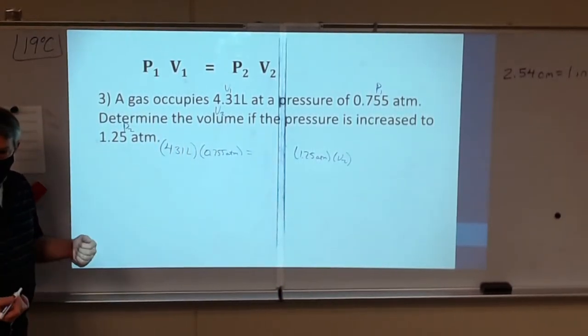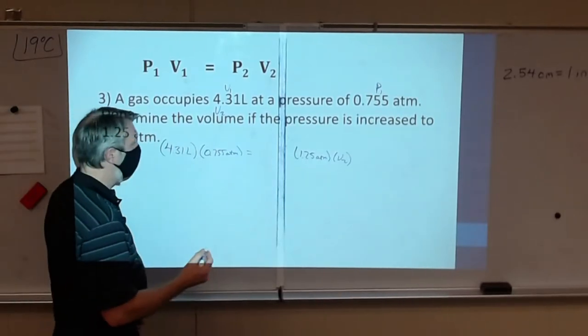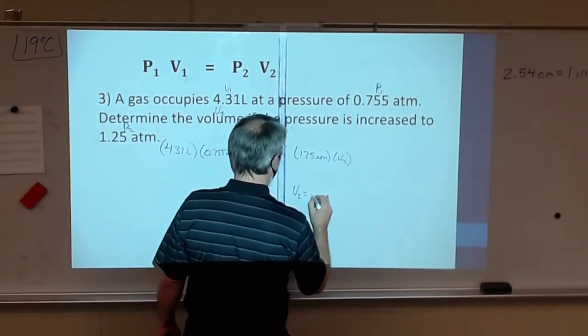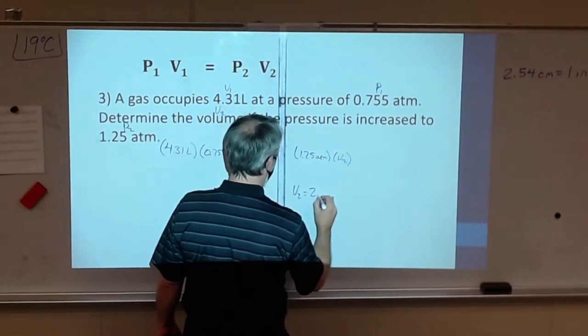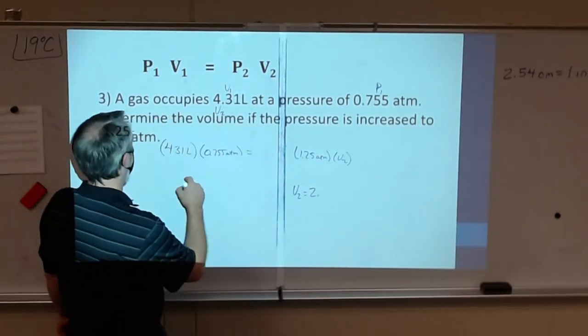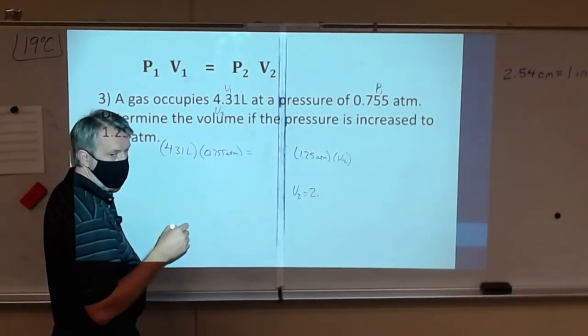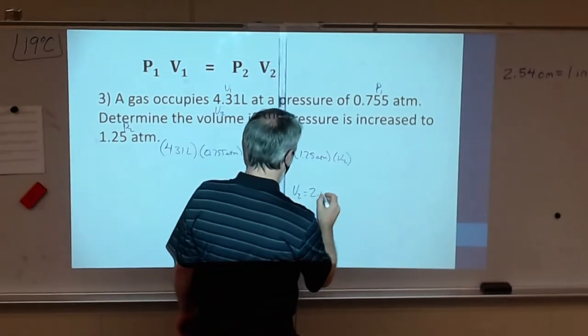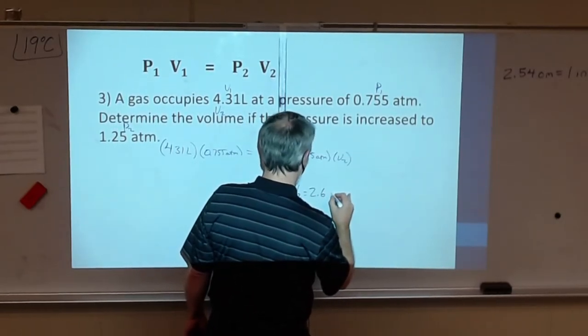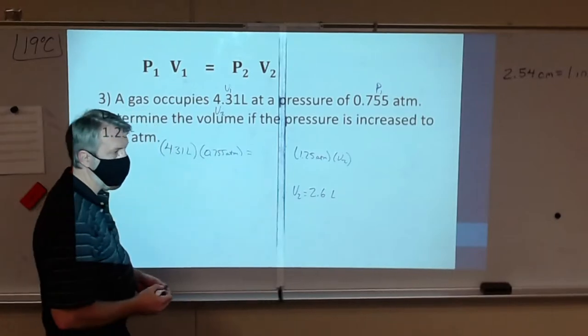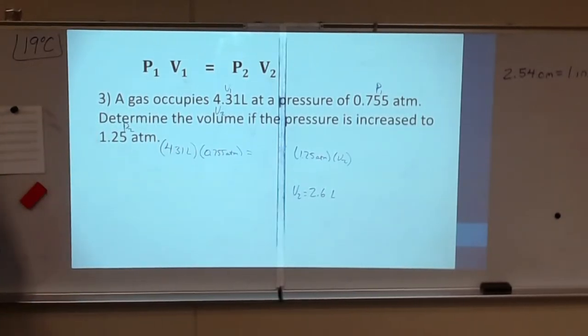Can y'all solve that? So V2 should equal what? 4.31 times 0.755 divided by 1.25. You got what again? 2.6. Yeah, okay. That's good enough. Is that what everybody in here got? Yeah. Okay, cool. All right. That takes care of Boyle.